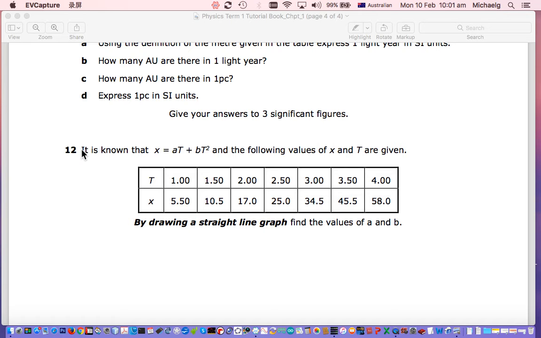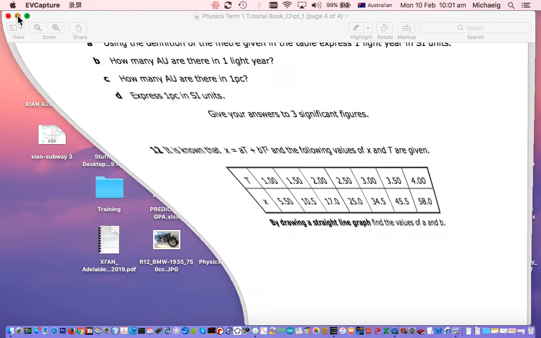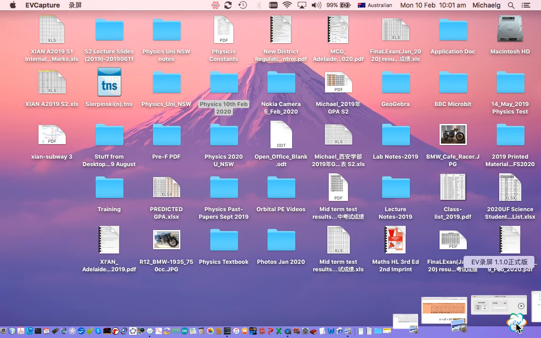Okay, so this question here, it is known that x is equal to a t plus b t squared, and the following values of x and t are given. Okay, by drawing a straight line graph, find the values of a and b. Okay, so what we're going to do, I'll go through this one here.